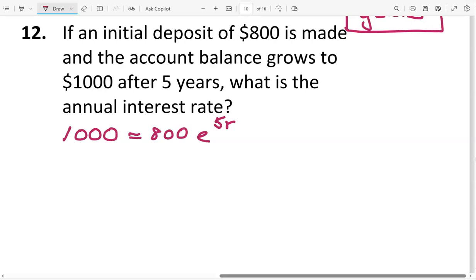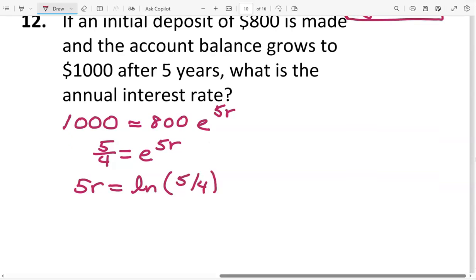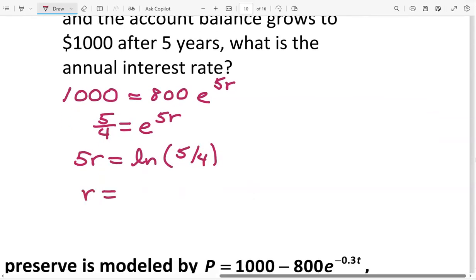I'm going to start by dividing by 800, so 1,000 divided by 800 is 5/4. You don't have to simplify it, and that's equal to e to the 5 times r. And so if we want to solve for the exponent 5r, that's equal to the natural logarithm of 5/4, because that logarithm is the exponent. And so r is equal to the natural logarithm of 5/4 divided by 5.